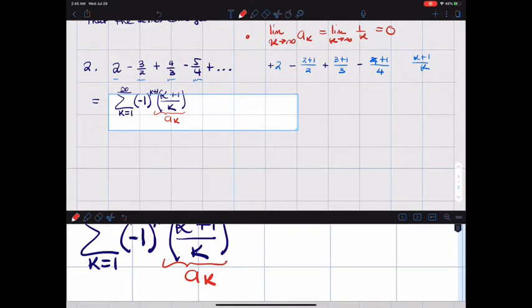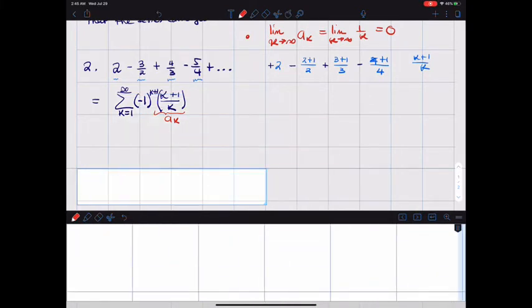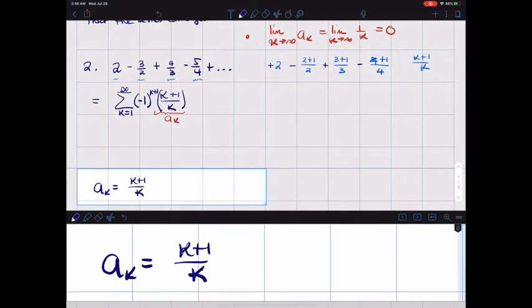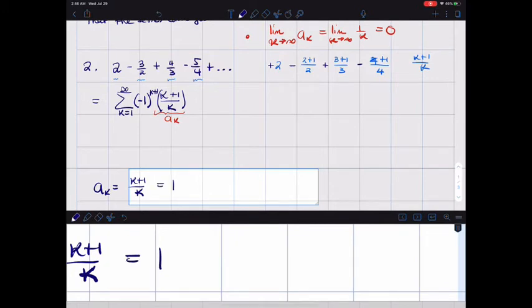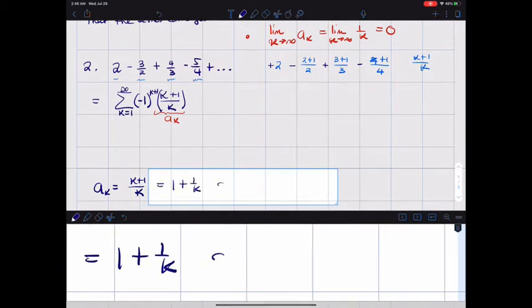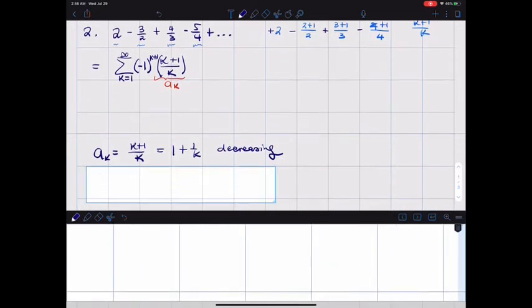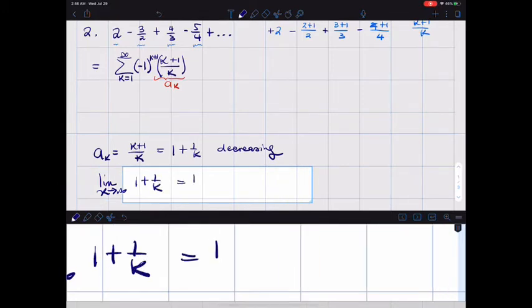All right. Now, let's write a_k down. a_k is equal to k plus 1 over k, which we can write as 1 plus 1 over k. This is decreasing. a_k is decreasing. But now let's see, the limit as k goes to infinity of 1 plus 1 over k. This limit is 1. So this limit is not equal to 0.